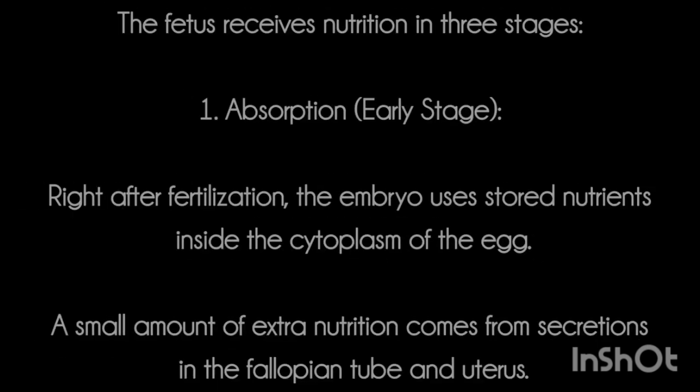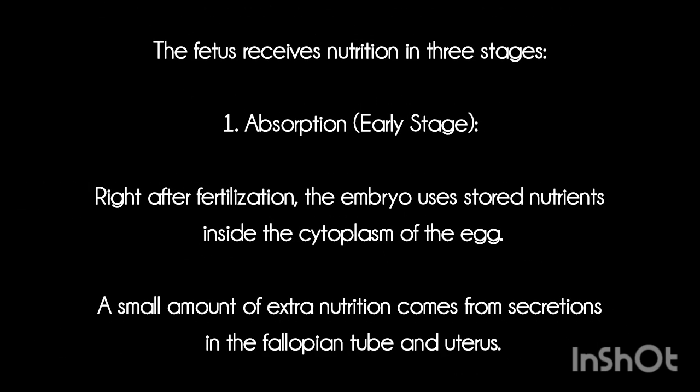Fetal nutrition. The fetus receives nutrition in 3 stages. 1. Absorption, early stage, right after fertilization. The embryo uses stored nutrients inside the cytoplasm of the egg. A small amount of extra nutrition comes from secretions in the fallopian tube and uterus.